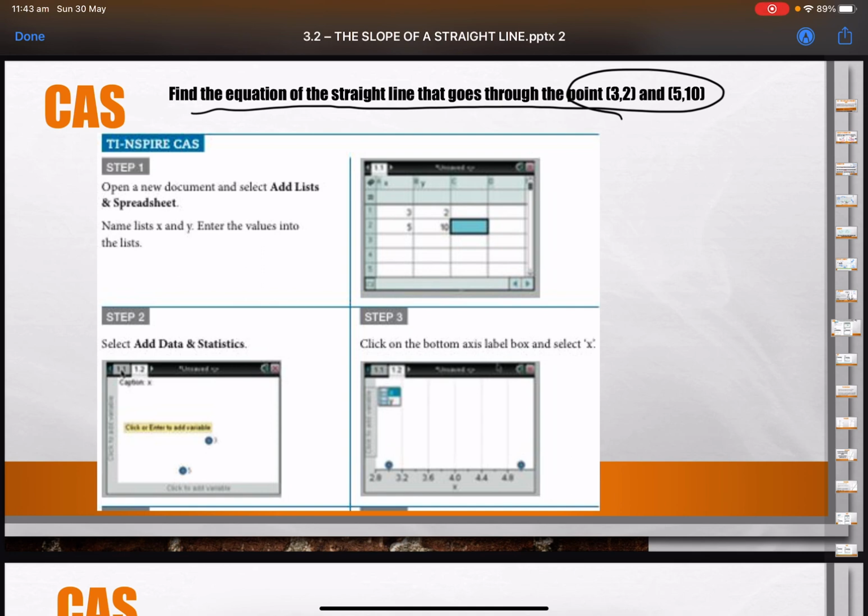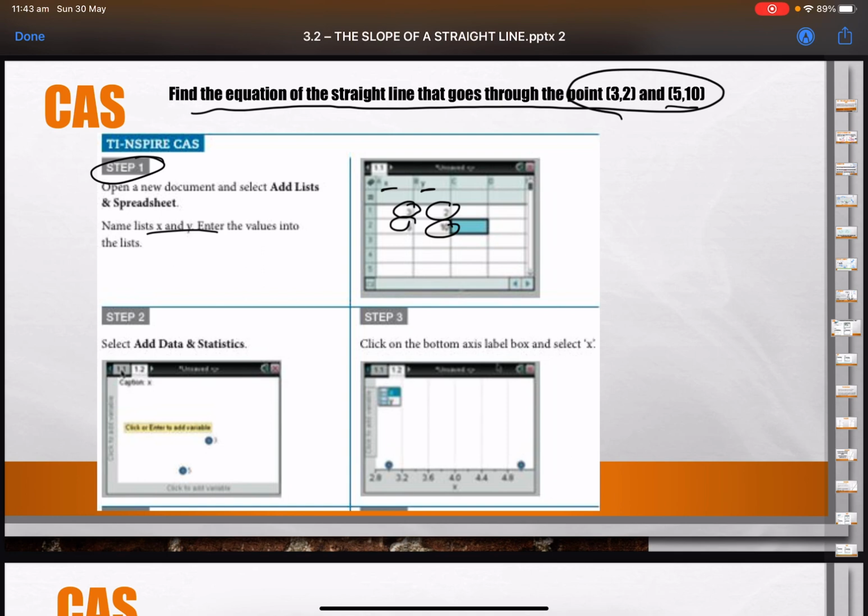So step 1 is to open a new document and select add lists and spreadsheets. We're going to name the lists X and Y and enter our values. So 3, 2 would go here under our X and Y, and then our second coordinate, 5, 10, would go 5 and 10, making sure that your X values are under each other and your Y values are under each other.